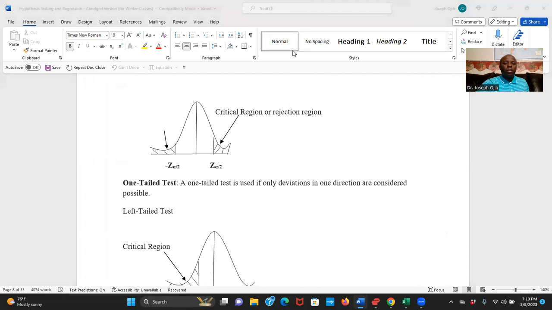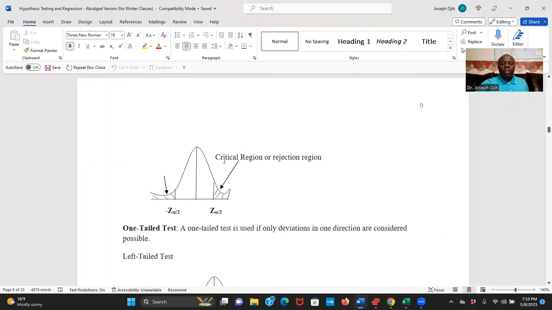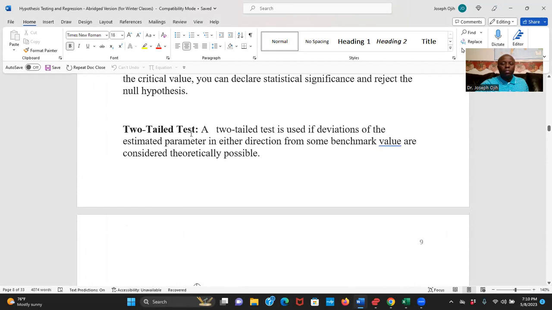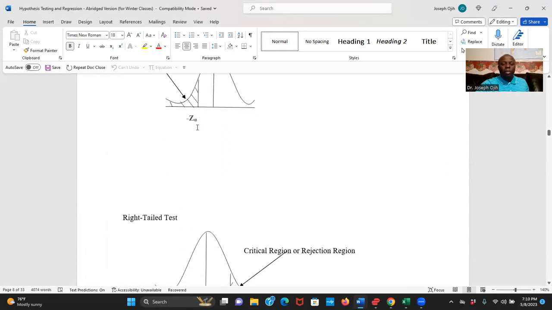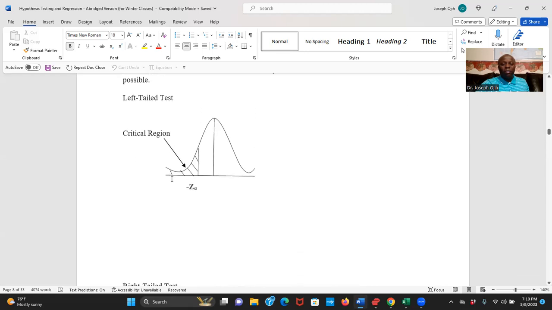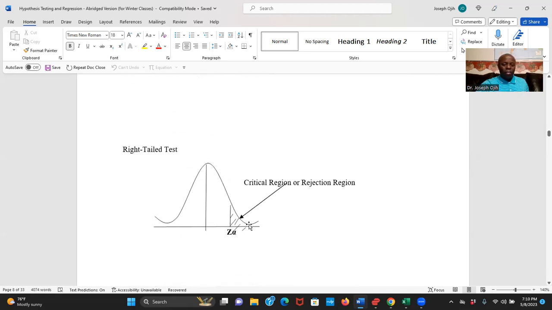So now, because it has two of them, left side and right side, we say that it is a two-tailed test. Now, one-tailed test, we have two types of one-tailed test. We have the left-tailed test, whereby the critical region is on the left side. And the right-tailed test, the critical region is on the right side.